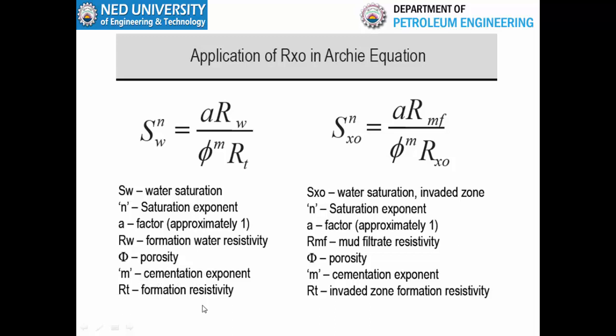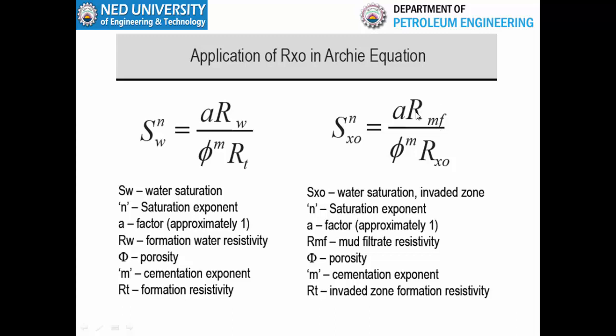Rt is the formation resistivity, which is basically read from the LLD log. So this is the Sw^n equation, and this is used in the pay zone. And for the flushed zone, the same equation can be used but with different symbols. And we know that in the flush zone the saturation of water is represented through Sxo. So Sxo basically is the water saturation in the invaded zone.